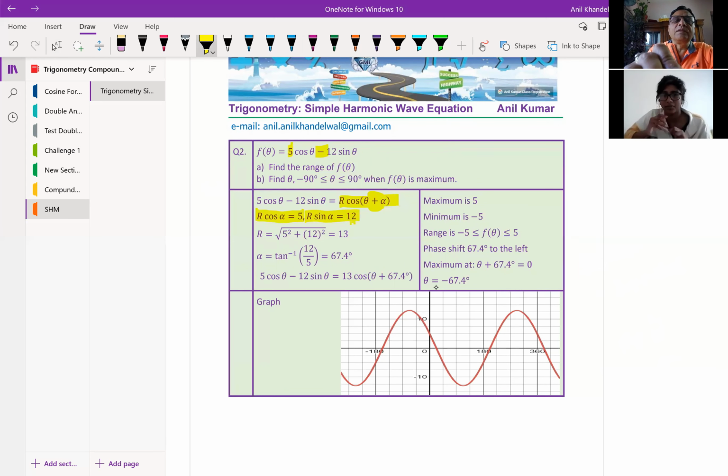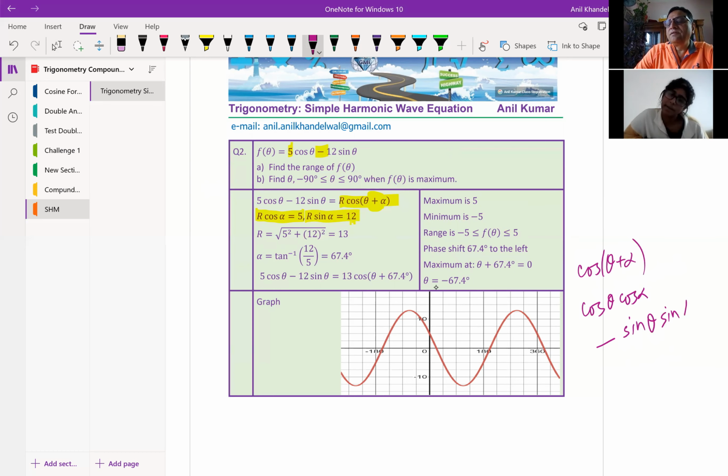Let's remember what cos(theta plus alpha) is equal to. It will be cos theta cos alpha minus sin theta sin alpha. So we only need to substitute sin alpha as the number itself, not the sign, because we have taken care of the sign. It is in the equation. So not minus 12.